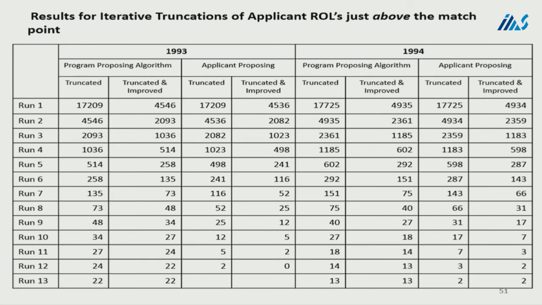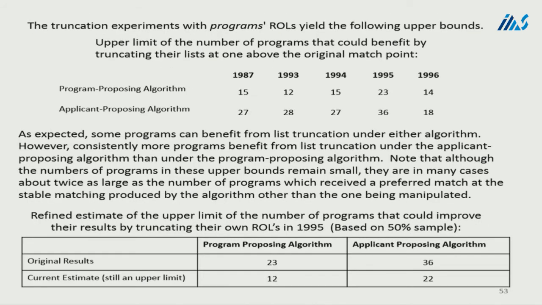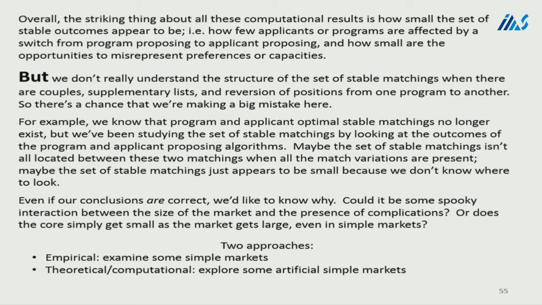So 17,000 people truncate, 4,000 do better. The rest do worse. Absolutely. Truncating is a very dangerous thing to do. We're just looking to see who could profitably truncate on their own. We can also play with programs' rank order lists. Let me not do that now.